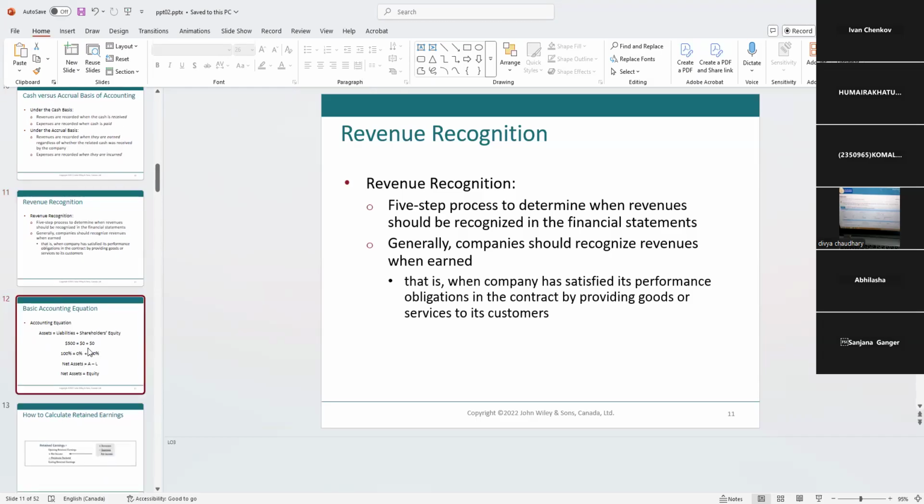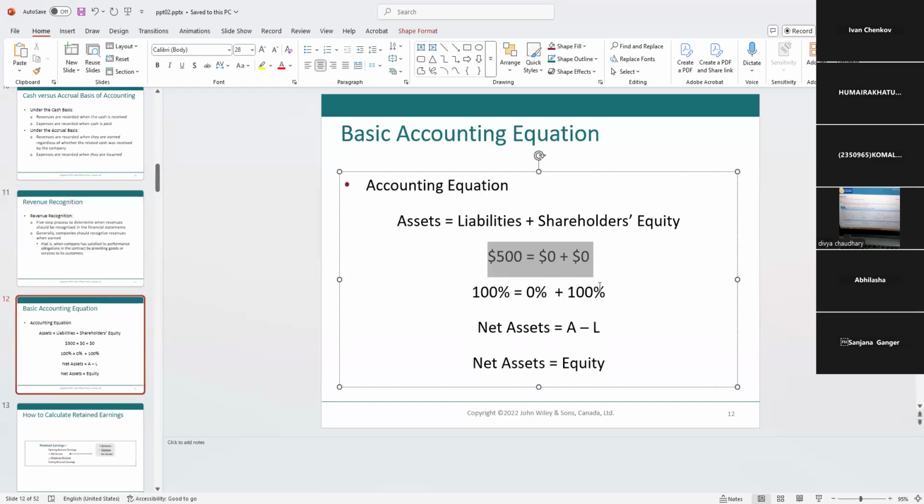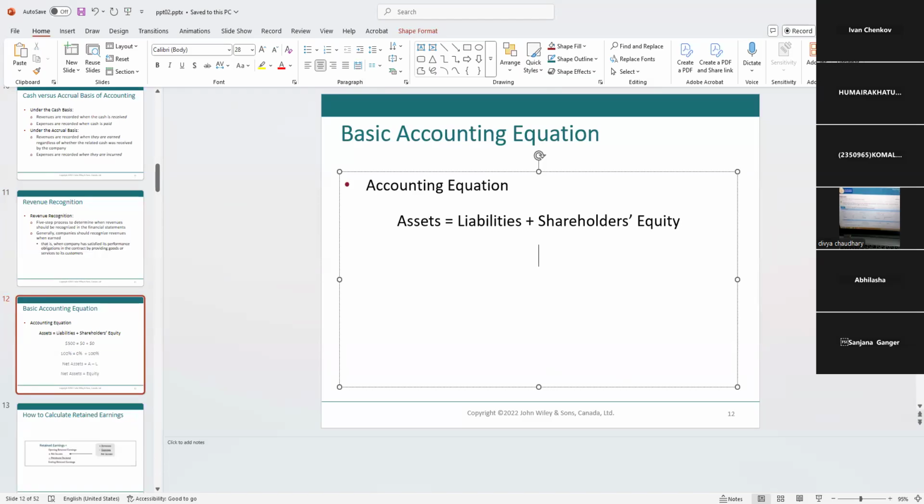So now let's see something interesting here. Accounting equation. I'm going to delete this one because you don't need it at the beginning. Then we're going to start talking about this accounting equation. It's very important, when we start recording transactions, to keep this accounting equation in balance. It means assets are always equal to liabilities plus shareholders' equity.